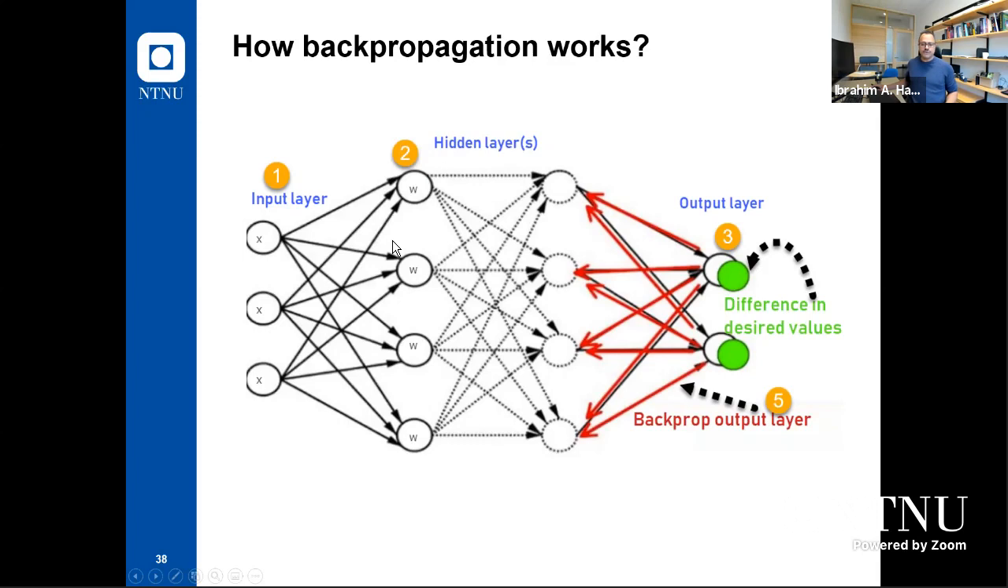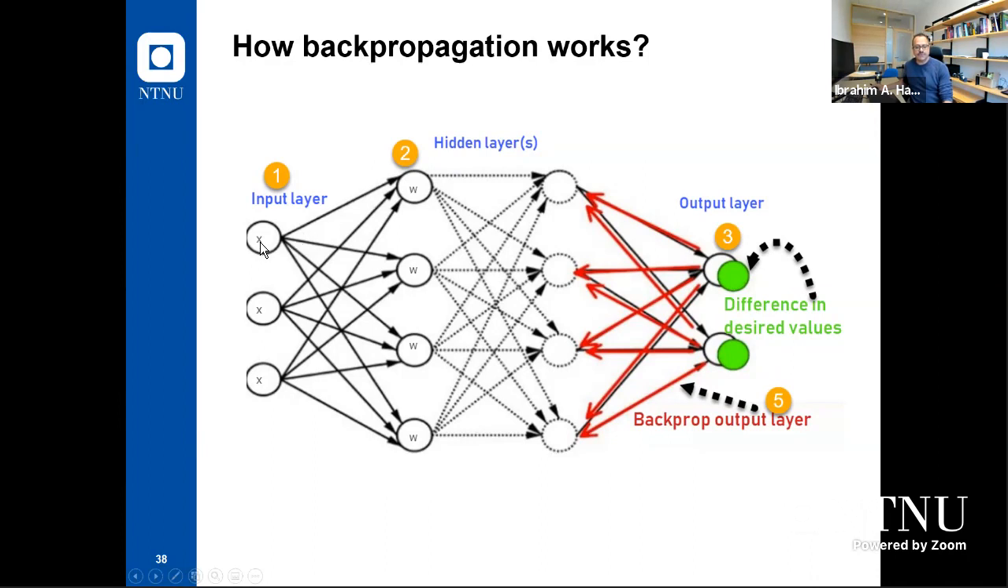How does backpropagation work? We use backpropagation, in fact, with a perceptron, at least for a regression model, for example. So we go forward first, and when we go forward, we have some inputs, some features. It could be x1, x2, and x3. Those inputs are multiplied by weights in the input layer. So the input layer is connected to the hidden layer with connections, and each connection has a weight value.